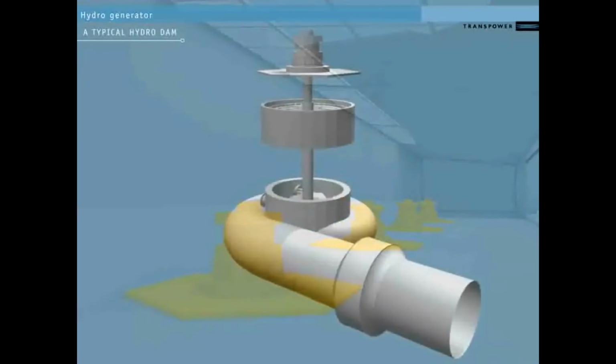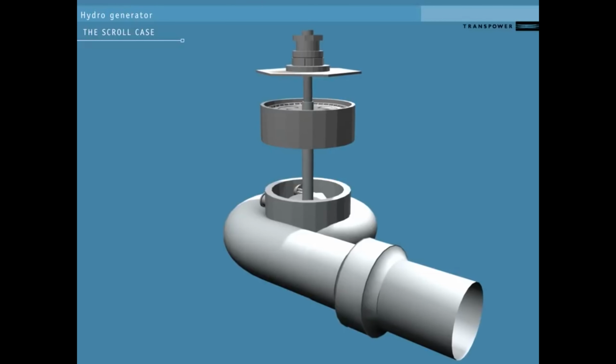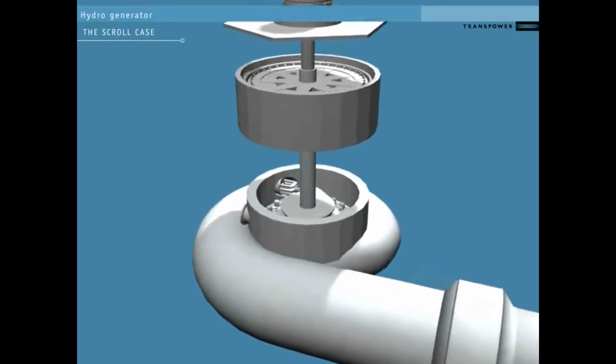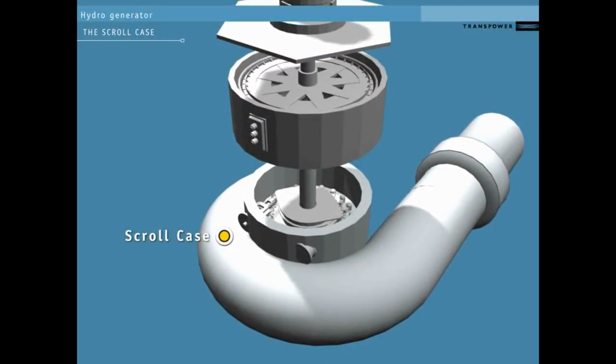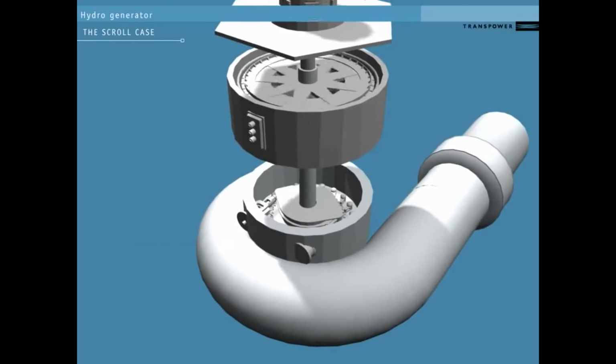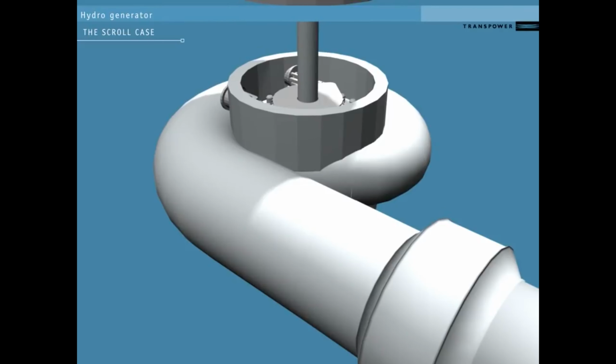The water from above the dam flows down through pipes called penstocks. Each penstock has its own headgate at the top to stop water flow for maintenance or during an emergency. At the end of the penstock is the scroll case. This curls around the turbine like a snail shell. It's designed to create a consistent pressure of water entering the turbine from all sides.